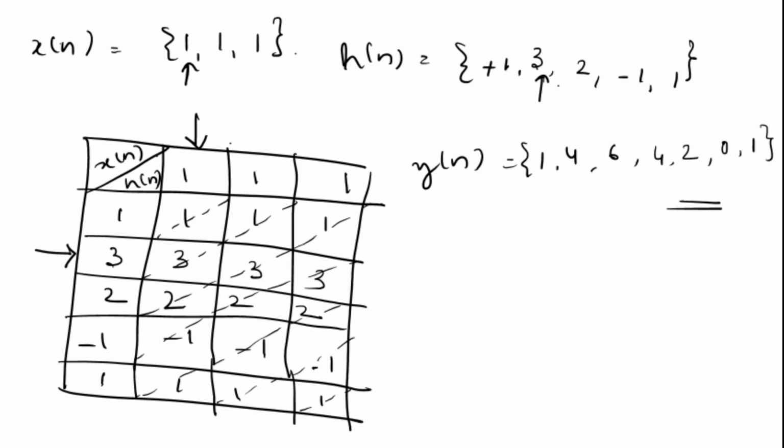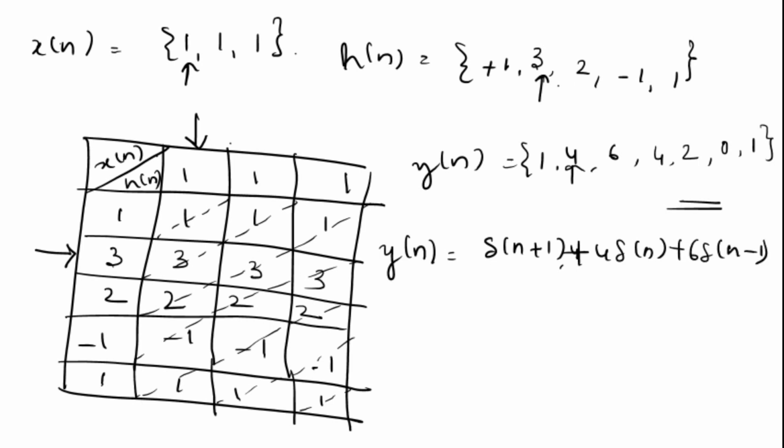This is the final answer, and we can write y of n using functional representation as delta of n plus 4 into delta of n plus 6 into delta of n minus 1 plus 4 into delta of n minus 2 plus 2 into delta of n minus 3, plus at fourth position there is no signal, so we can skip, and we can write delta of n minus 5.